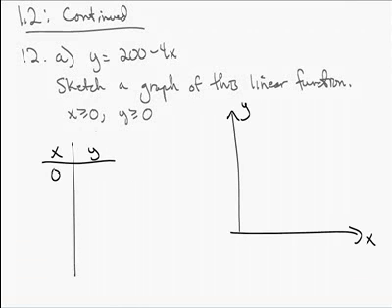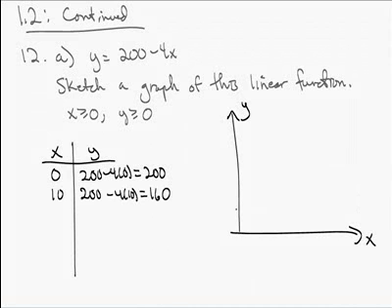Of course, as x is equal to 0, y is equal to 200 minus 4 times 0, which is just 200. Now let's get some bigger values of x. Let's suppose x is equal to, how about 10? Well, then y is going to be equal to 200 minus 4 times 10. That's 200 minus 40, which is 160. If x is equal to, say, 20, we have 200 minus 4 times 20. That's 200 minus 80, which is going to be 120.